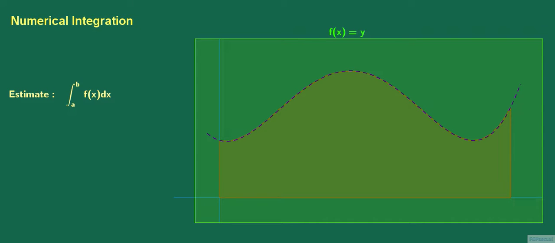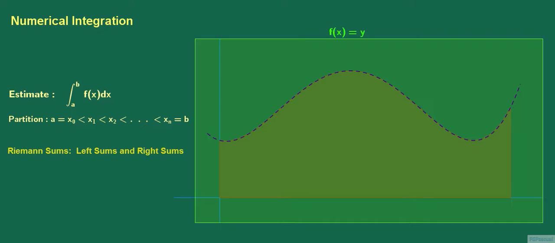Examples of numerical integration include Riemann sums. Two of the more familiar examples of Riemann sums are the left sum and the right sum. When using Riemann sums, we partition the interval from a to b into subintervals using nodes or partition points x sub 0 through x sub n. While typically for a Riemann sum the length of the subintervals need not be uniform, we will use a uniform partition here. That is, delta x or h is equal to the length of the interval, b minus a, divided by the total number of subintervals.